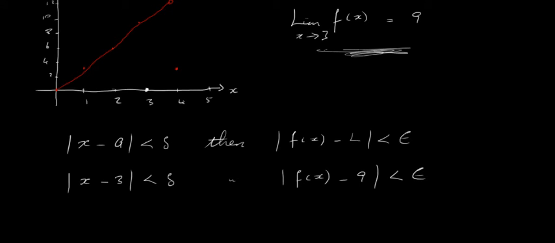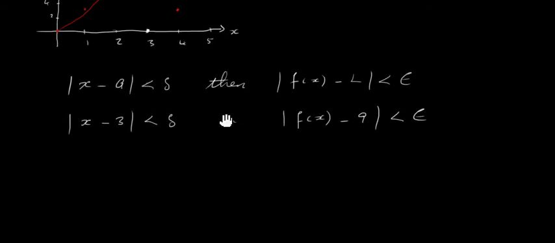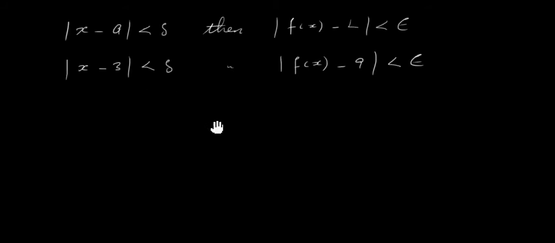So let's do that. I'm just going to take the left hand side and see if I can turn it into the right hand side. What I need to do is change this into a 9, so I'm going to have to multiply the left hand side by 3. So 3 times the modulus of x minus 3 is less than 3 delta. 3 times the modulus of something is just the modulus of 3 times it, so it's going to be the modulus of 3x minus 9, less than 3 times delta.